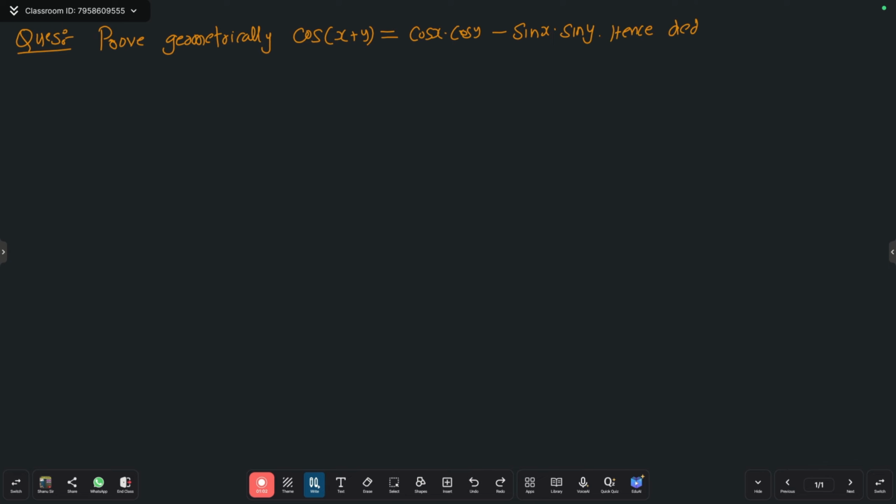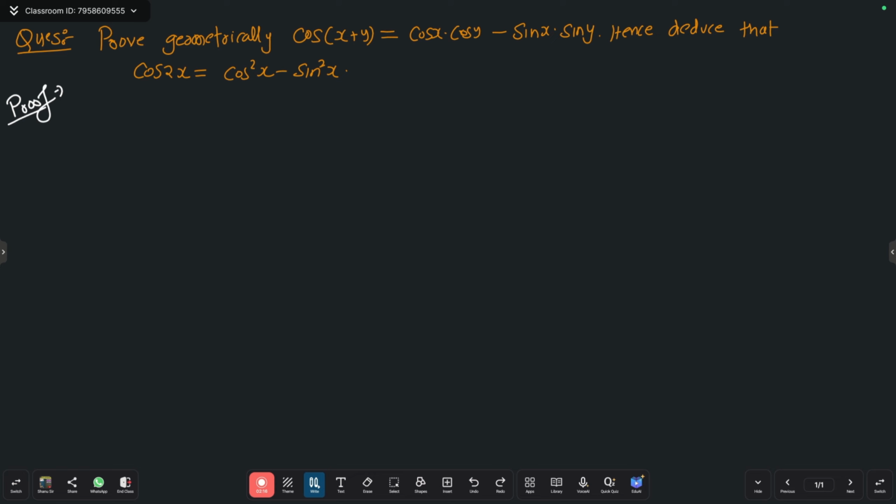Hence, deduce that cos 2x equals cos square x minus sin square x. Okay, note this problem. Very important, almost a fixed problem for your annual exam.